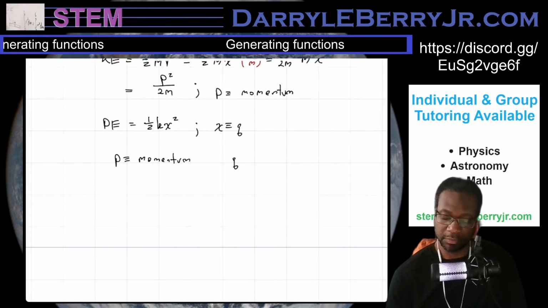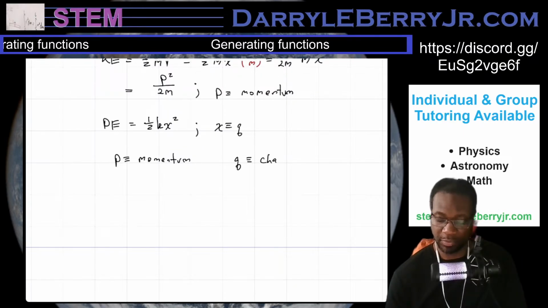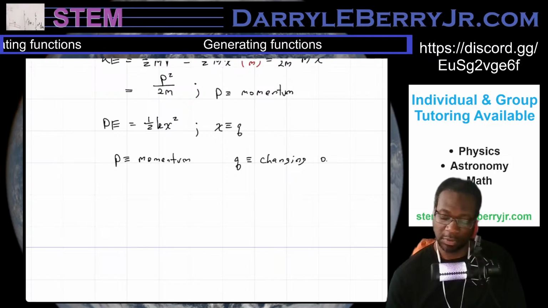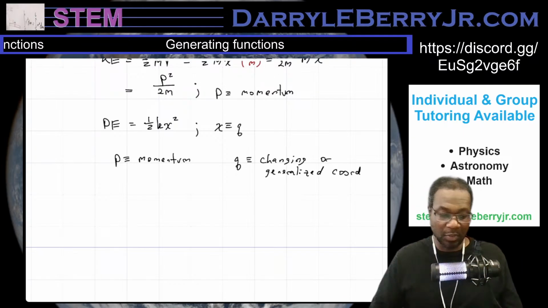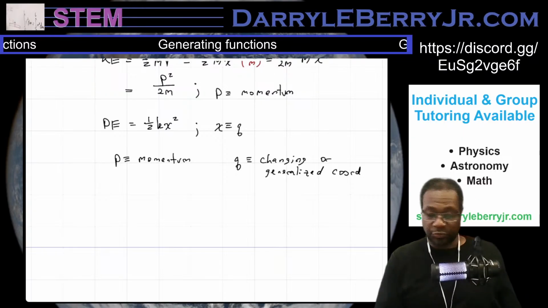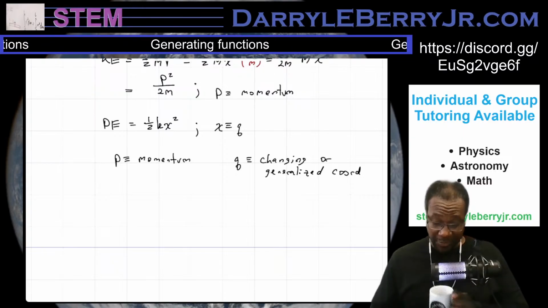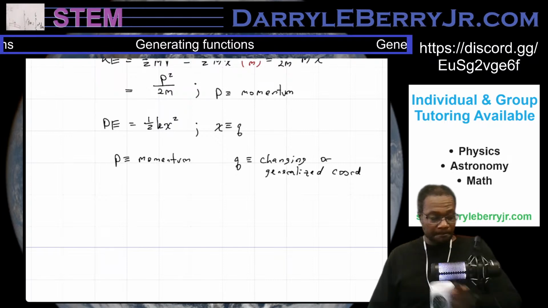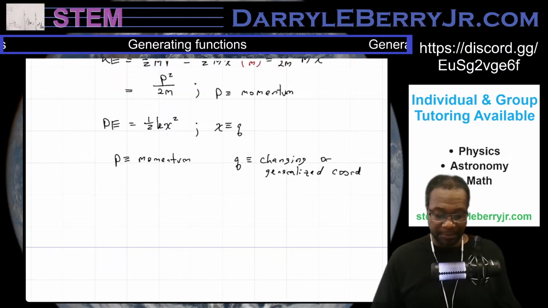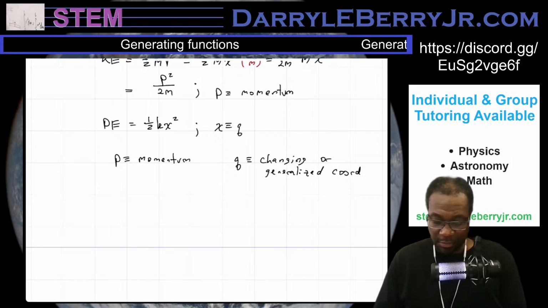And Q equals the changing variable, or I guess we can call it the generalized coordinate, because if we were doing the Legendre method, it would be the generalized coordinate, right?